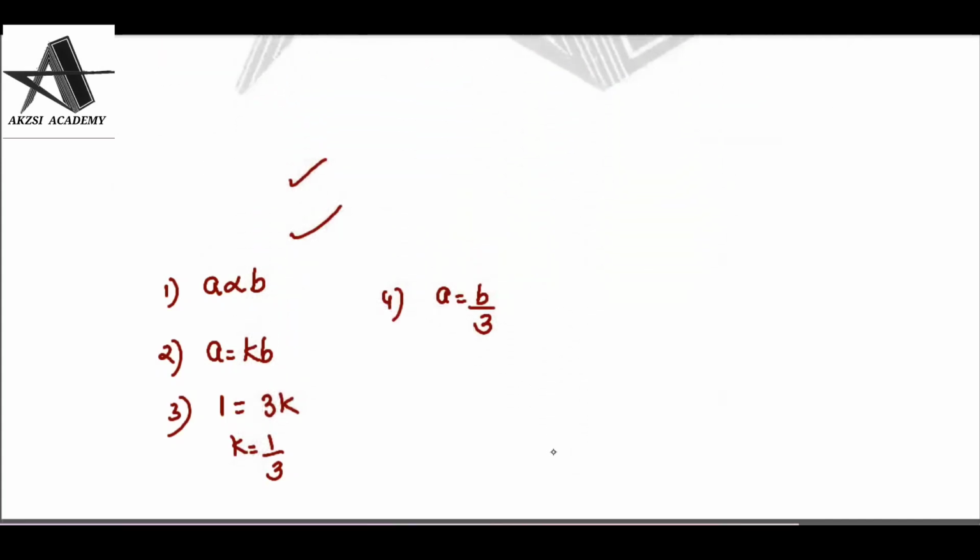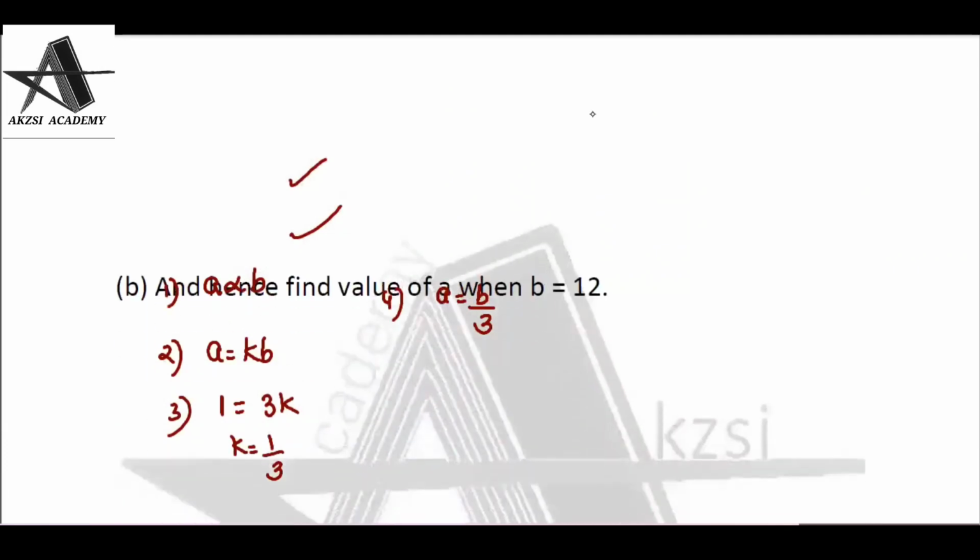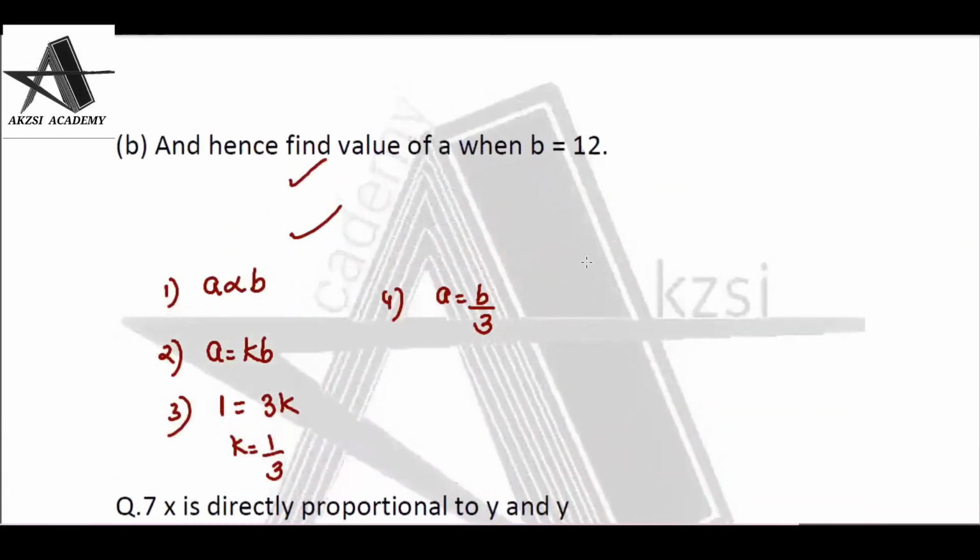Now there is a second part of it. It says, hence find the value of a when b is equal to 12. We have the equation. In this equation, I need to put the value of b to calculate the value of a. So a is equal to 12 over 3. So a is equal to 4. Definitely a is 4 when b is equal to 12. Let me move on to the next question.